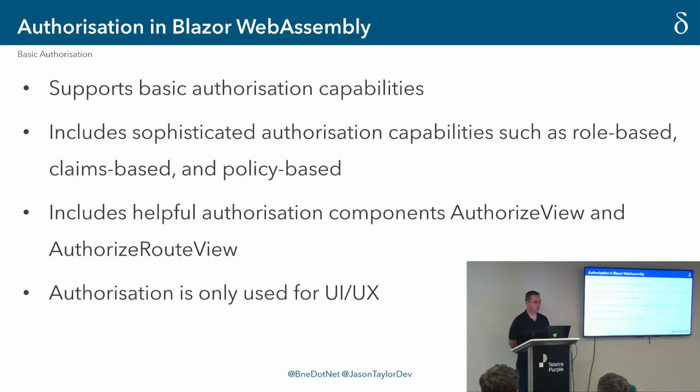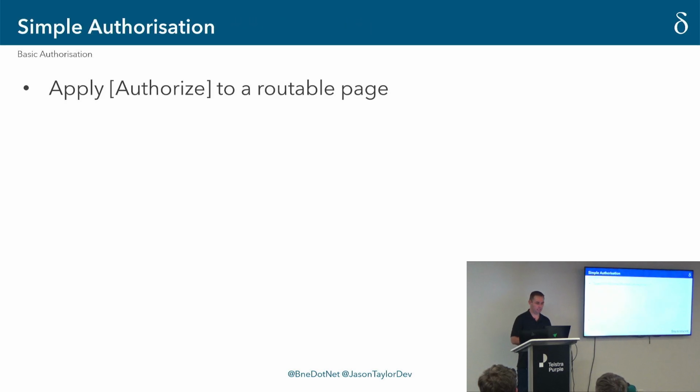Now, having said that Blazor WebAssembly supports authorization, it's important to remember that it's just a UI, UX concern in this case. A lot of these checks can be bypassed, so it's important that they're still enforced on the back end, just as you would for an Angular, Vue, or React application. So let's now look at some quick examples for Blazor WebAssembly.